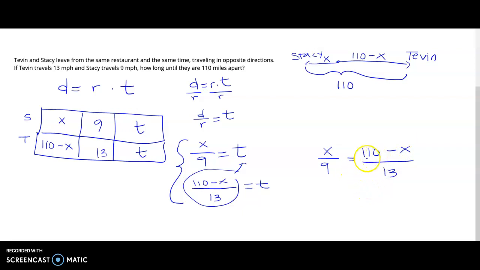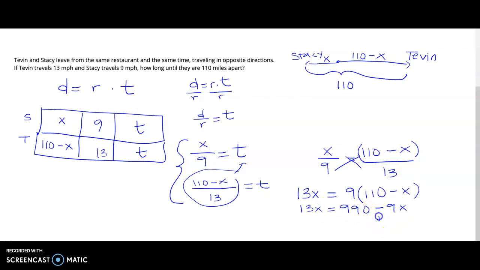So we have a fraction equal to a fraction. So when we have this, you could find the LCD and do it that way, but I would recommend just cross multiplying. So we do x times 13, or 13x, equals 9. Now we need to times it by this whole 110 minus x. So make sure this goes in parentheses so that 9 gets multiplied by this entire 110 minus x. Okay, we'll go ahead and distribute. So we get 13x equals 990 minus 9x.